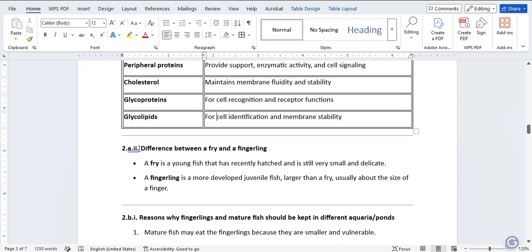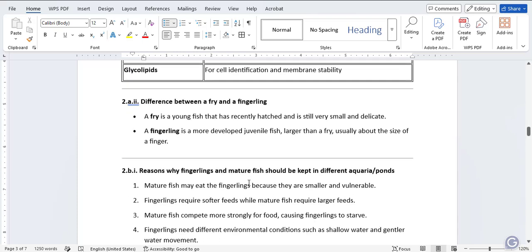Then go to A, II, where we ask the difference between a fry and a fingerling. A fry is a young fish that's recently hatched and is still very small and delicate, while the fingerling is a more developed juvenile fish, larger than a fry, usually about the size of a finger. That's why we call it a fingerling.